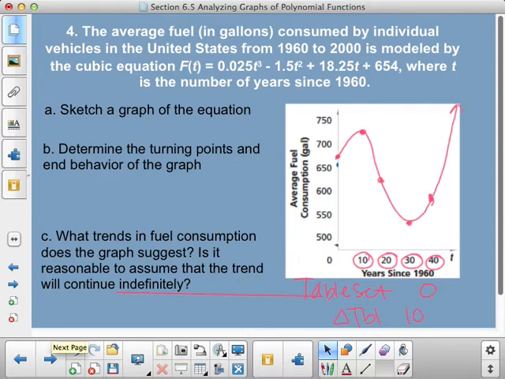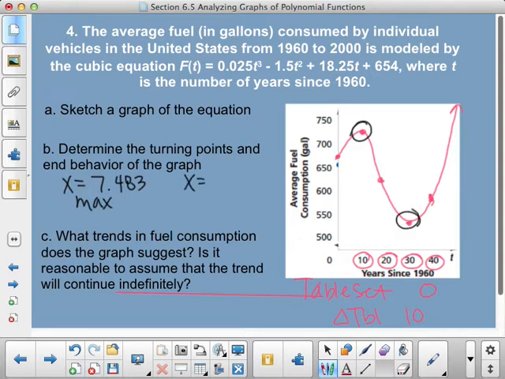So B says determine the turning points and the end behavior of the graph. Okay. Well, if you do this on your calculator, which I recommend that you do, you're going to go ahead and find your maximum value. So this value might not be exactly at 10 the way I drew it, but go on your calculator, and you should get this when x is 7.483. Okay. And my other turning point, so this one is a max, and my other turning point is my minimum. Once again, I would recommend you go on your calculator and do this. It's 32.517. This is a min.